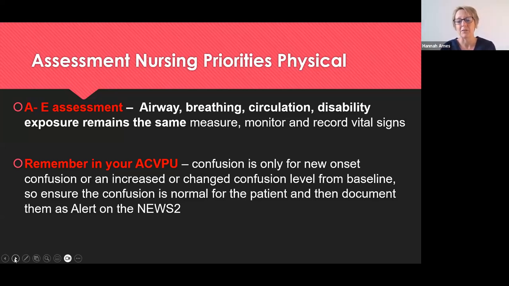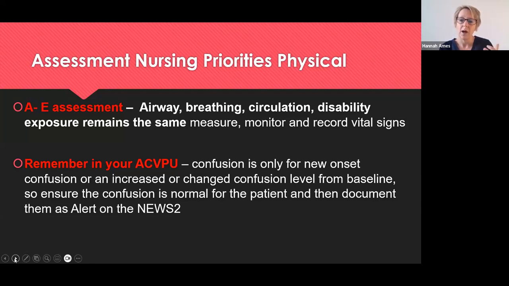So that's a normal level of confusion for them with their Alzheimer's. So you can just ask, is that normal for you? Do you often forget the date? And if they do say that, then you can mark them as alert, because we only mark confusion if it is a new onset confusion, or in someone with Alzheimer's or memory loss, if their confusion level has drastically changed.